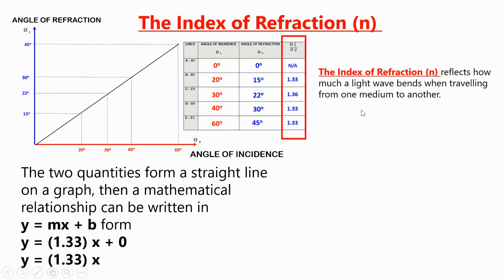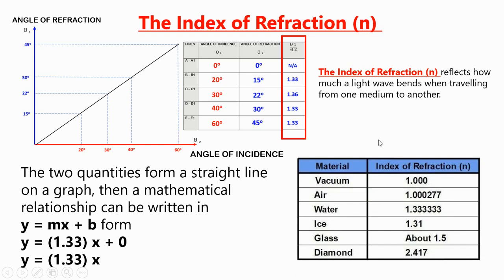So what that means is, with all of this that we did, with this angle and the refracted angle that we measured using the water tray, what is given to us is the index of refraction. The index of refraction reflects how much a light wave bends when traveling from one medium to another.